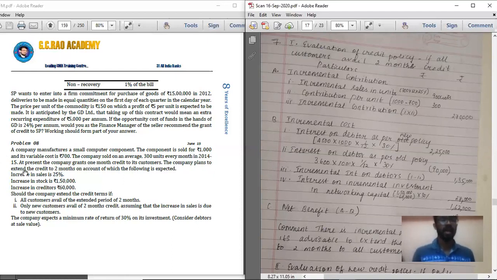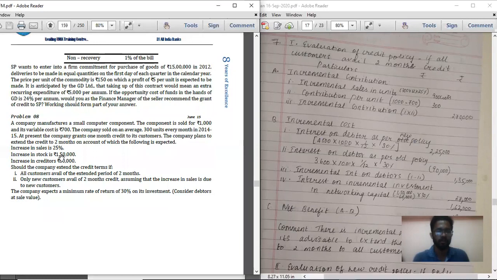At present the company grants 1 month credit to its customers to settle the sales value, whereas the company plans to extend the credit to 2 months, on account of which the following is expected. Right now it is giving a 1 month credit period, whereas the proposed policy is for a 2 months credit period.